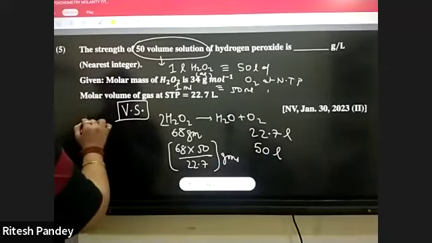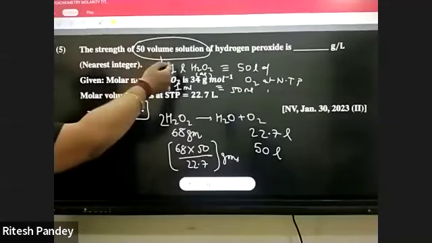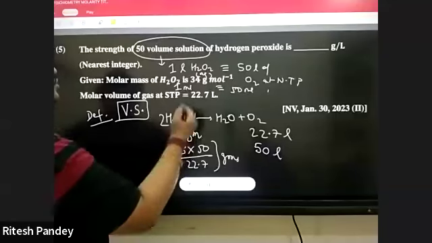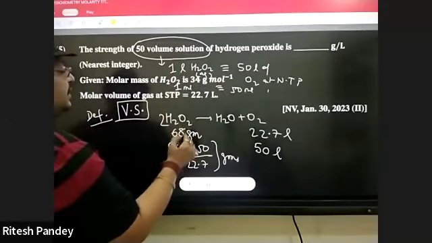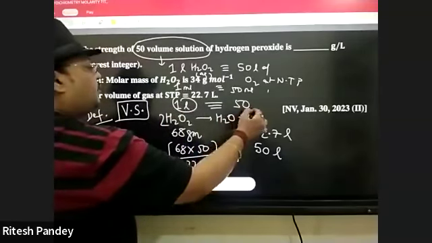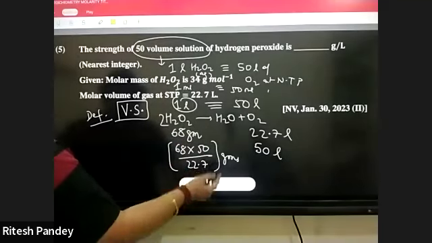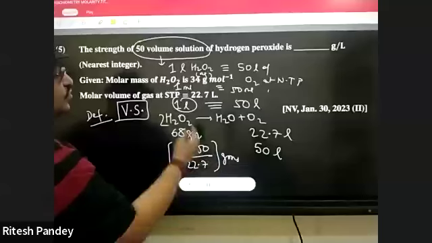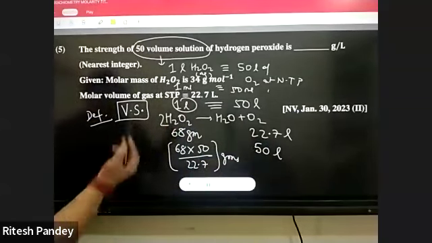Go with the definition of volume strength. The definition of volume strength is X volume H2O2 will mean 1 liter will give you X liters. So if this is 50 volume, 1 liter is supposed to give me 50 liters of oxygen. Now, according to the equation, 50 liters will come from these many grams of H2O2, and these many grams of H2O2 should be in 1 liter. You can use 50 liters of oxygen for it to be called 50 volume.